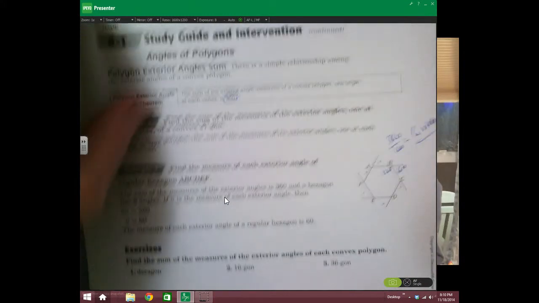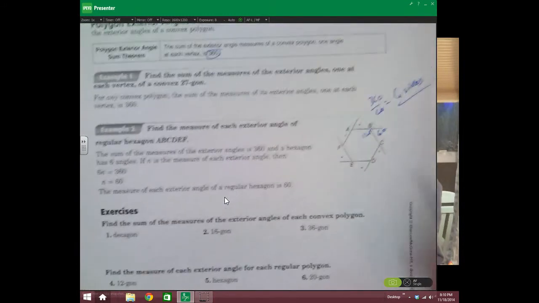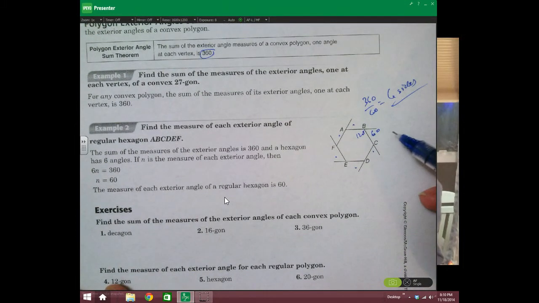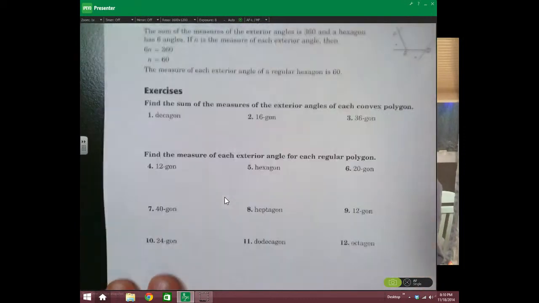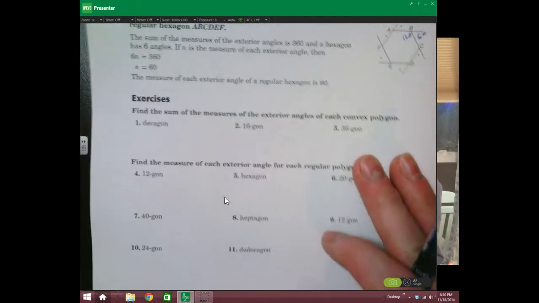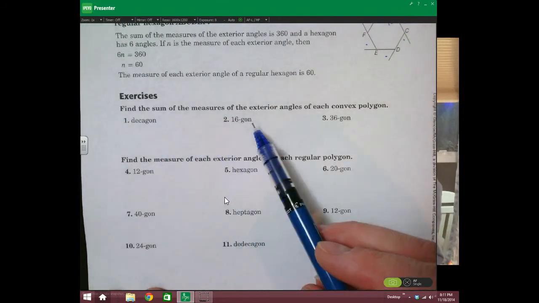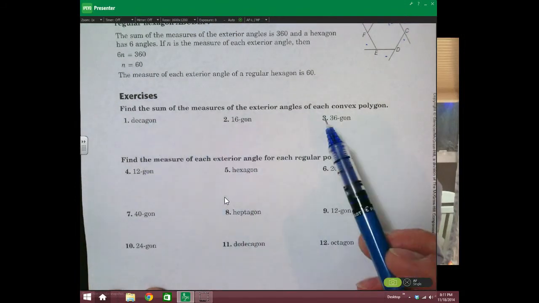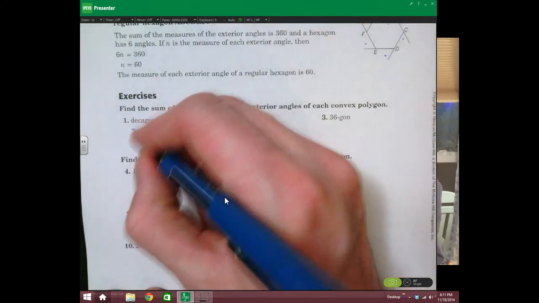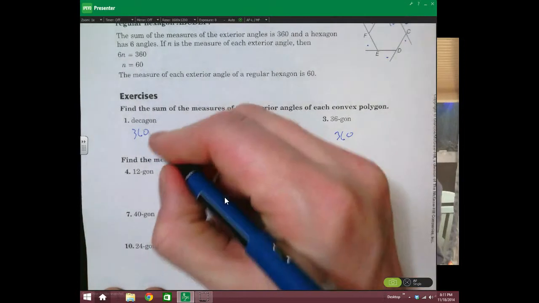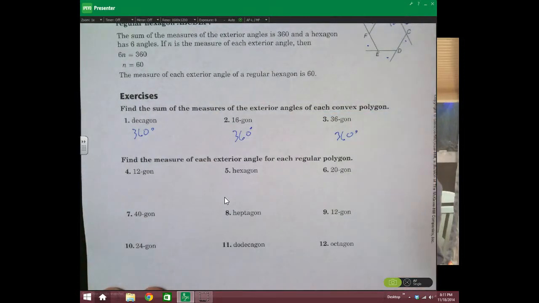Now, the other half of the section is very similar to this. The difference is that we're working with exterior angles. No matter what, I don't care how many angles you have or how many sides you have, the outside always adds up to 360. So for these 3 problems here, it's just the book trying to be fancy. Decagon, 16-gon, 36-gon. The question is, find the sum of the measures of the exterior angles for each convex polygon. All 3 of them are 360 degrees, because it doesn't matter how many sides you have. If it's the sum, it's 360.